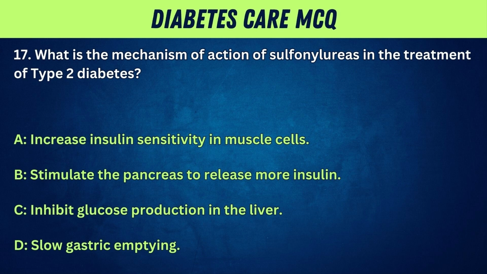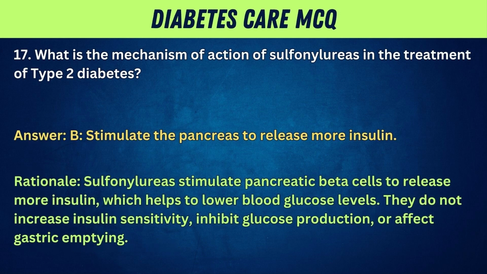17. What is the mechanism of action of sulfonylureas in the treatment of type 2 diabetes? A. Increase insulin sensitivity in muscle cells. B. Stimulate the pancreas to release more insulin. C. Inhibit glucose production in the liver. D. Slow gastric emptying. Answer: B. Stimulate the pancreas to release more insulin.